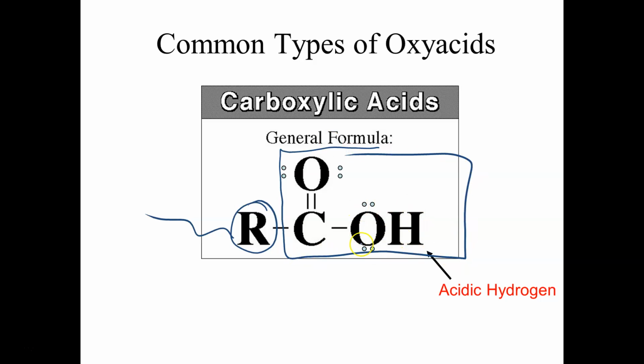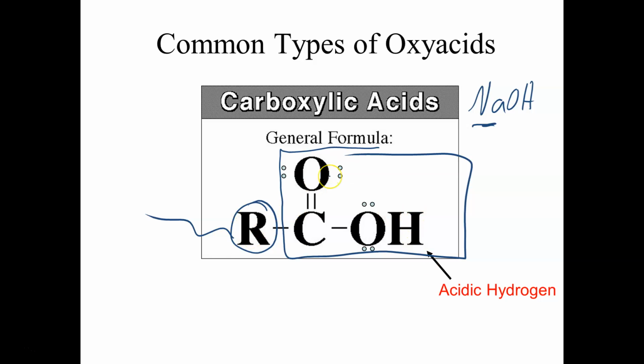Now students see the OH group here and they think of a base. And that's true if you have something like NaOH. All right, but it's not true when you have something like this with this carboxyl group. So the OH is bonded to a carbon group here, and not some other metal. So it's not going to be basic. It's going to be an acidic hydrogen.